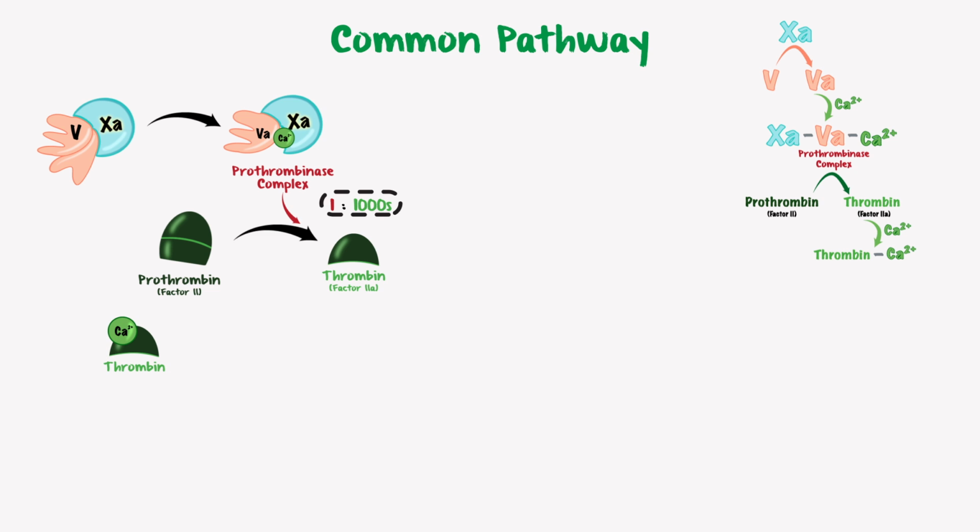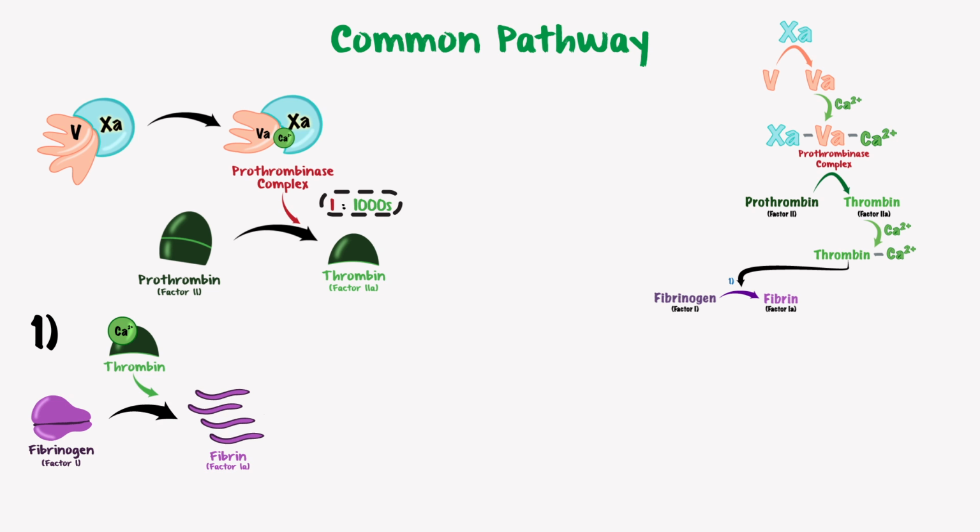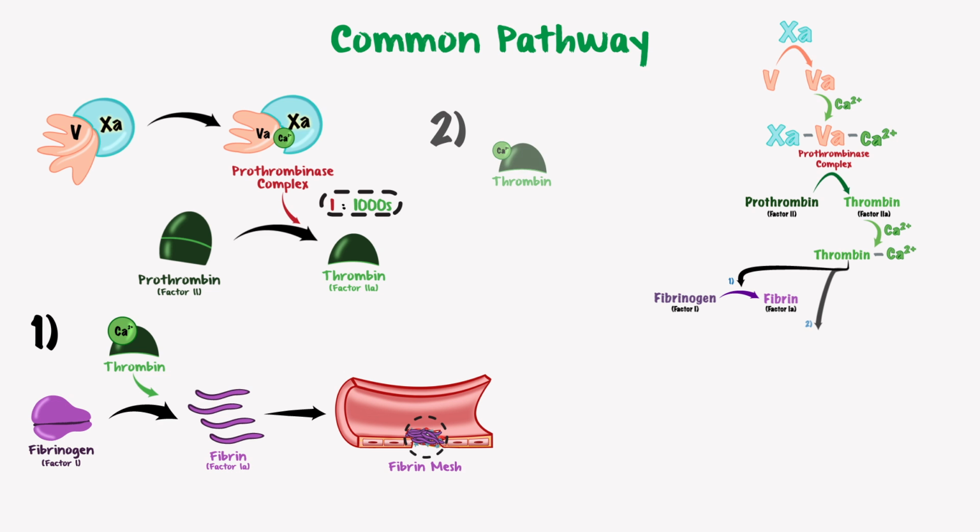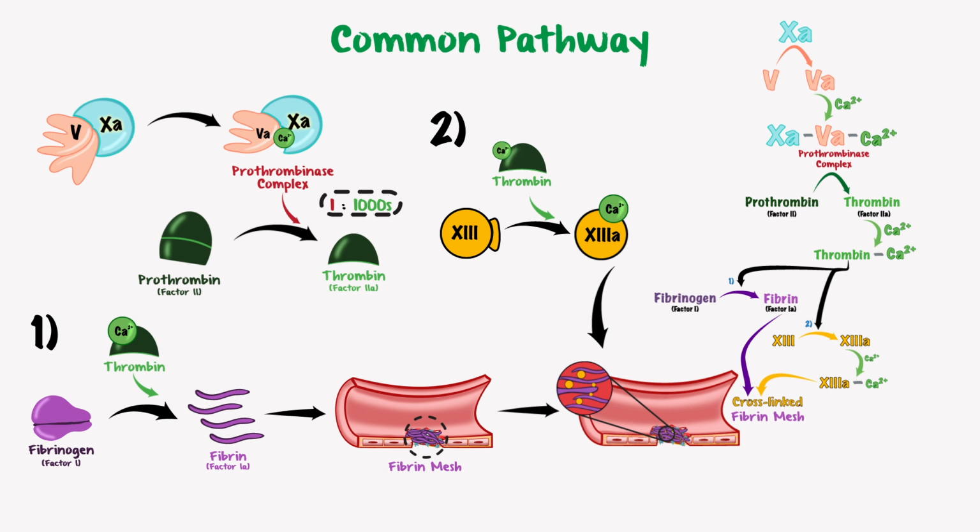After binding to a calcium ion, its first role is to facilitate the activation of fibrinogen, or factor 1, into fibrin, or factor 1A. The fibrin aggregates together to form a weak mesh over the platelet plug that was previously created during primary hemostasis. Thrombin's second function is to cleave factor 13 to 13A. Factor 13A combines with a calcium ion to form crosslinks between the fibrin strands, which strengthens the mesh to form a clot.